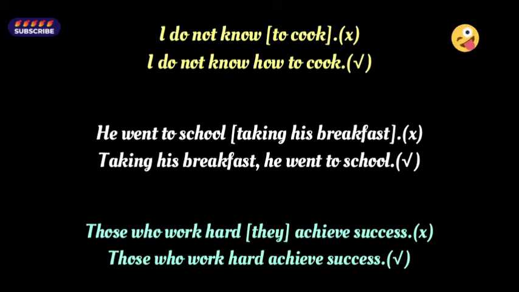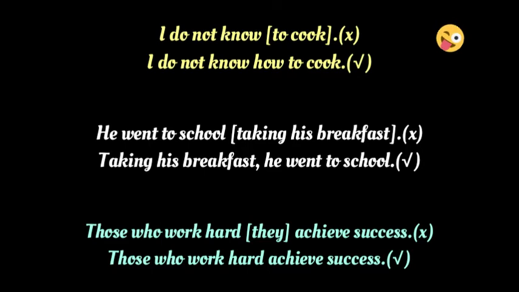The next sentence, I do not know to cook, is also grammatically incorrect. Why? Because after the verb know, an infinitive cannot be used. To mention a process of something, we have to use the how phrase after the verb know. So the correction is, I do not know how to cook.